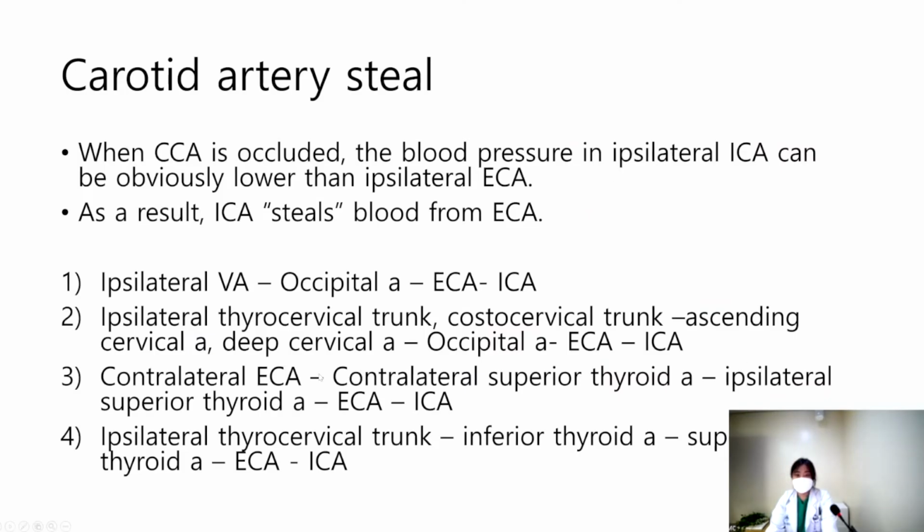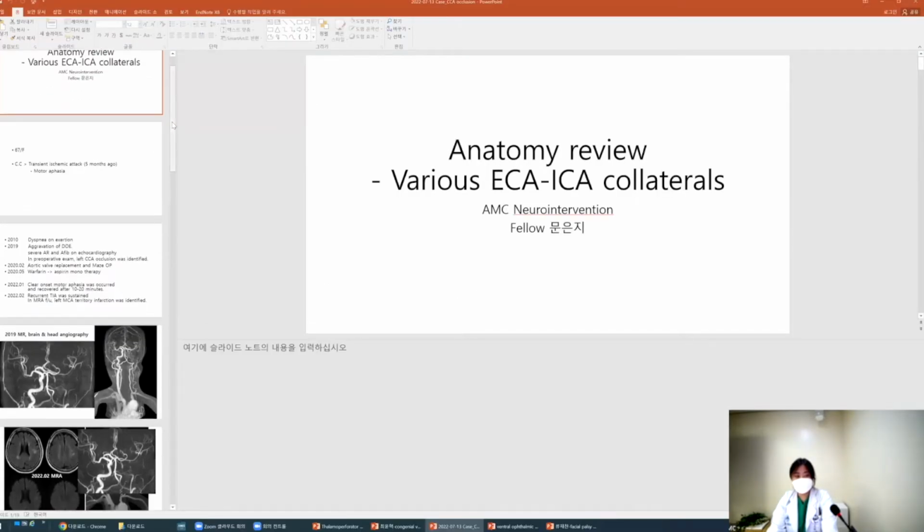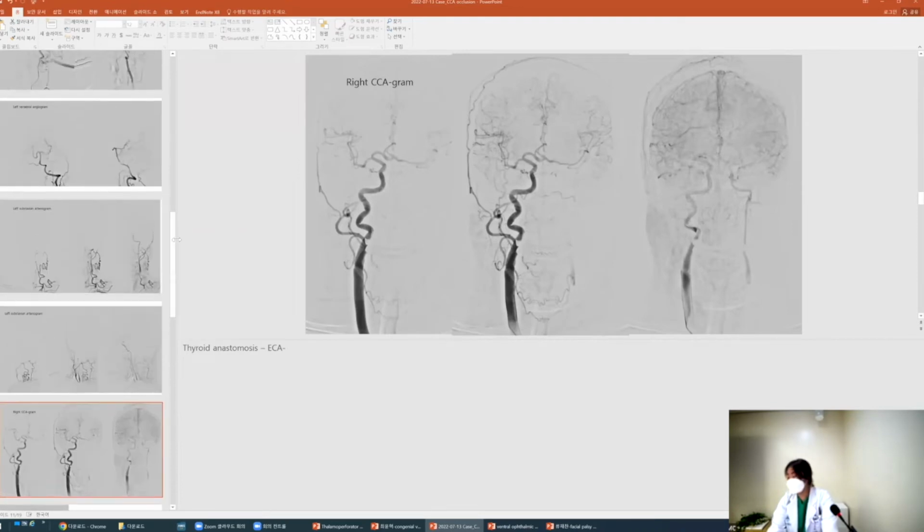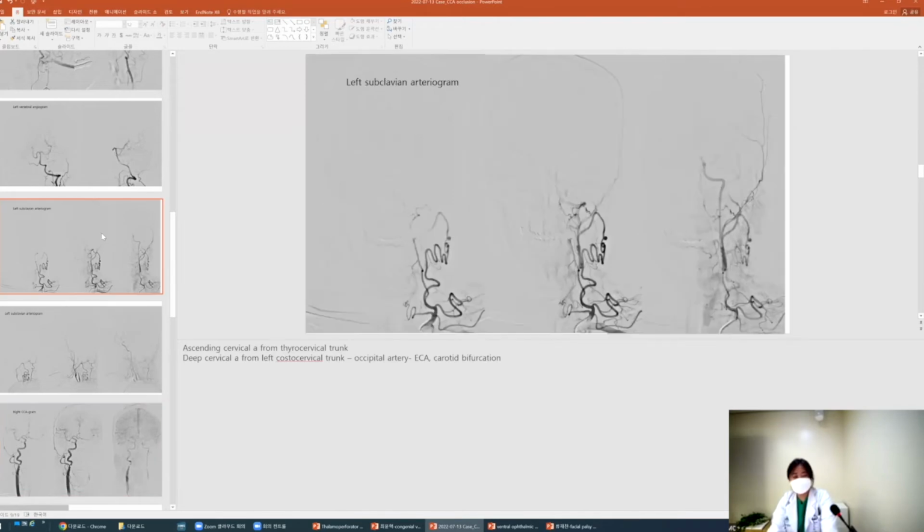So I reviewed some papers, and some authors called this carotid artery steal syndrome. They found some collaterals, and I mentioned this collateral also. I reviewed this case because it's kind of simple, but I could observe collaterals that I had not seen well before, so I reviewed the case.